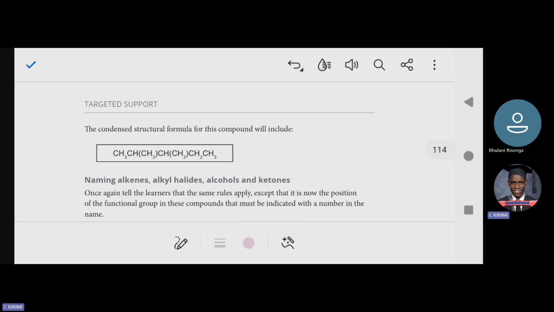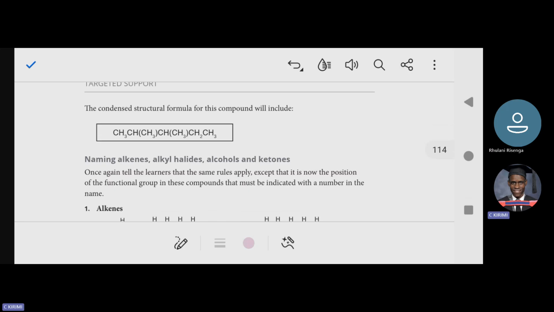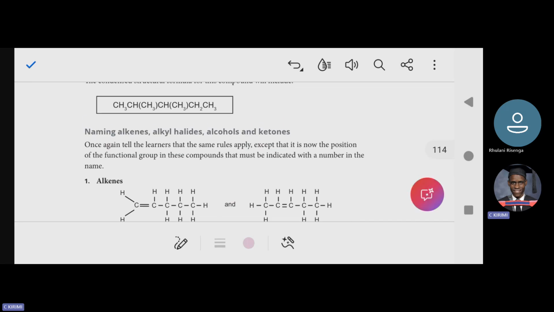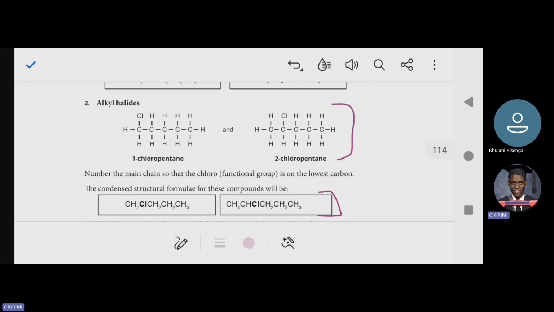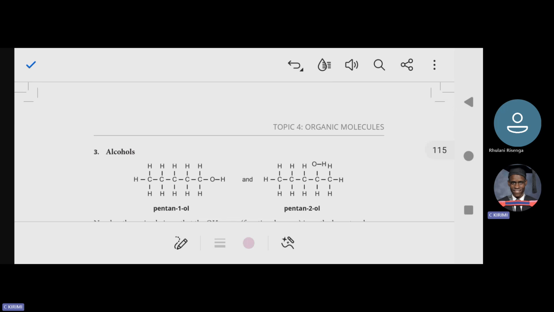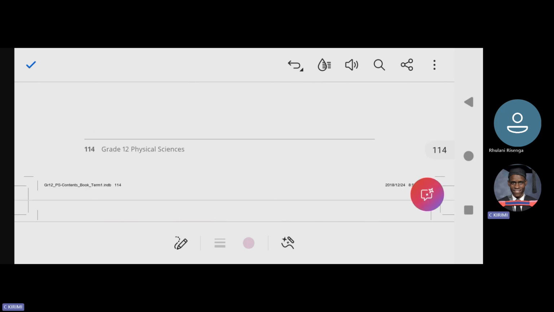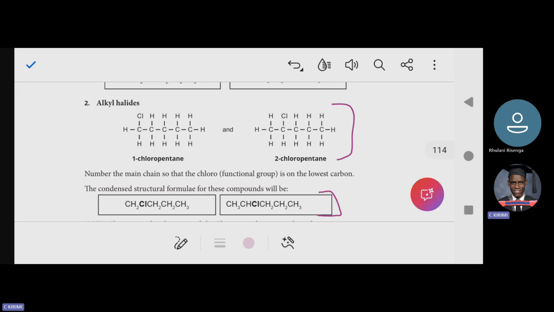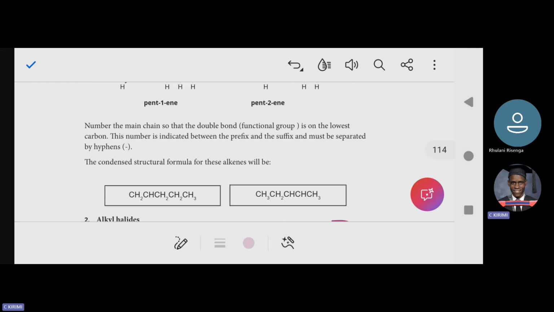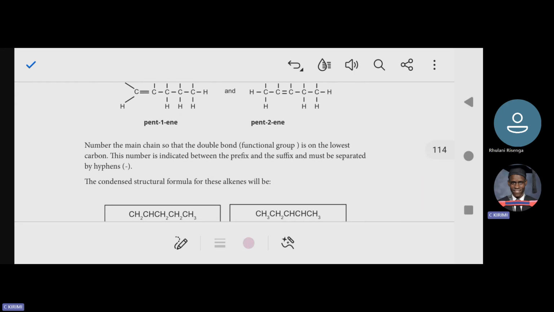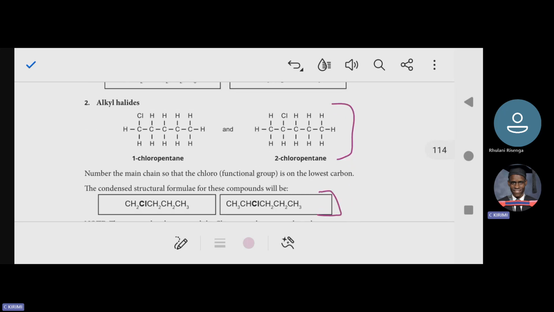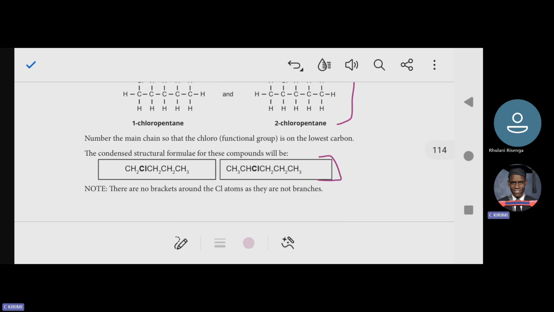CH3. If you don't put brackets, it will seem as if it's a long chain. But brackets are indicating to you that that is a side chain. So that is the difference. With brackets, I know that there is a side chain. But if there are no brackets, it means it's a continuous long chain. That is the only difference. Okay. So we are still refreshing our memory, so there are no brackets. Don't put the brackets on the condensed structural formula for the halide.